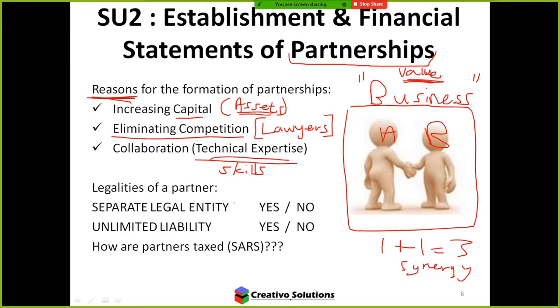What answer are you going with? No is correct. Very good. Circle that, highlight that in your notes. Does a partnership have unlimited liability?